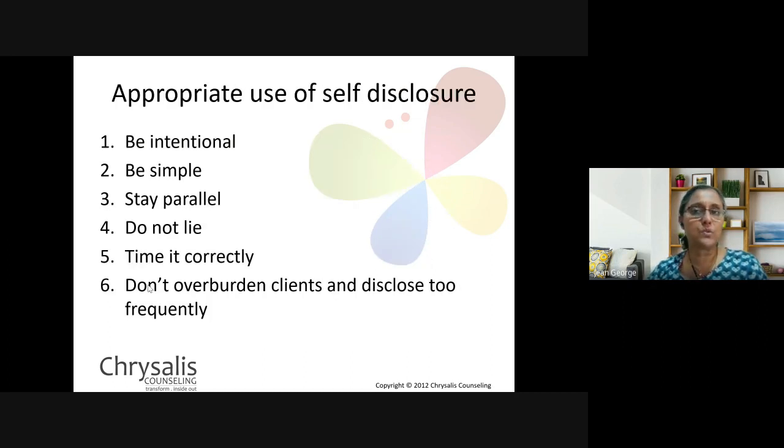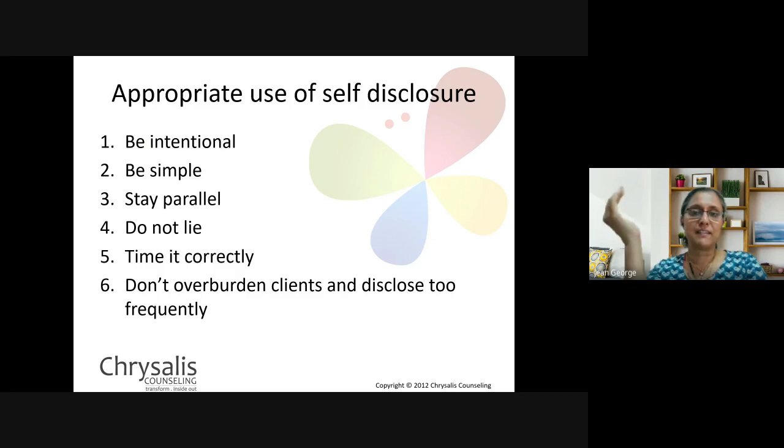So when you are using self-disclosure, you've got to be careful the way that you use it. You use self-disclosure to create a more trusting relationship, or to model some appropriate behavior, or to increase that sense of connection between you and your counselee, or to influence change, right? So you've got to be very intentional. Be very concise and simple. Share only what is necessary. You don't have to tell an entire story, but share only that which is necessary to achieve that goal, okay?